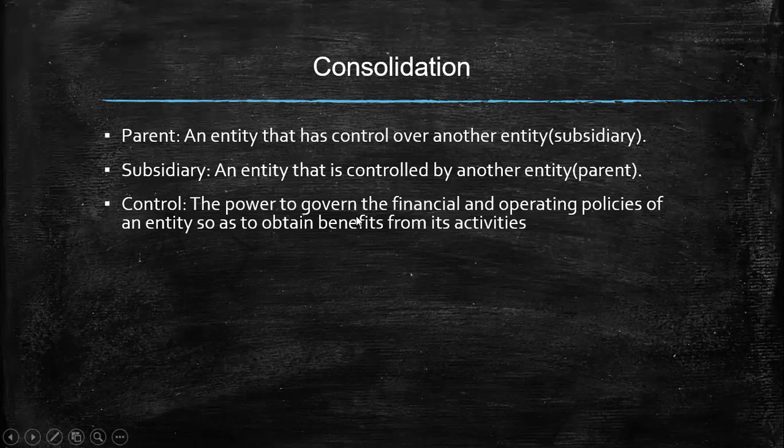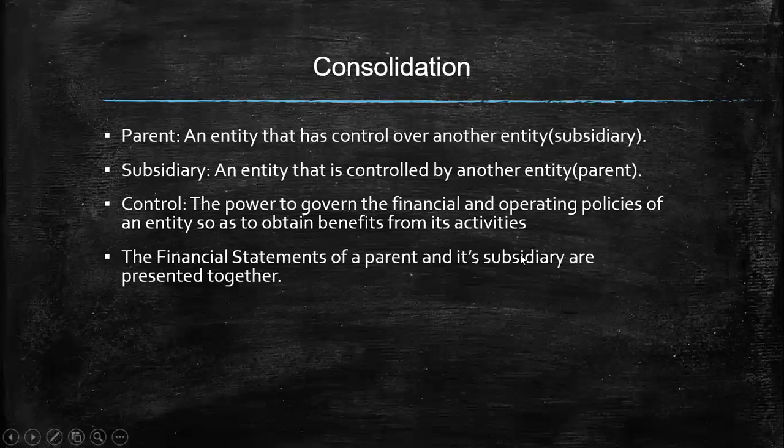Control here defines the power to govern the financial and operating policies of an entity so as to obtain benefits from its activities. Another way of saying, as discussed in Chapter 21, you have full control of the decision making of the subsidiary company. As a parent, you can decide to do whatever you want when it comes to the financial and operational decisions of the subsidiary. Now, the financial statements of a parent and its subsidiary are presented together.